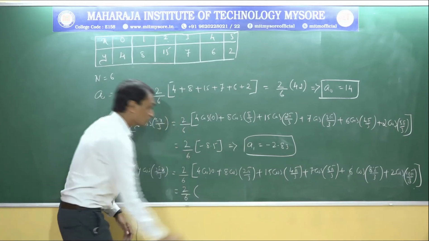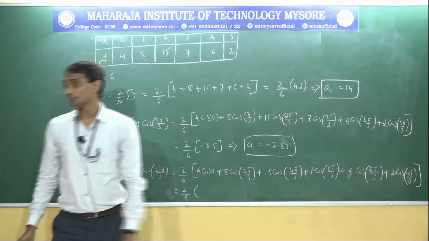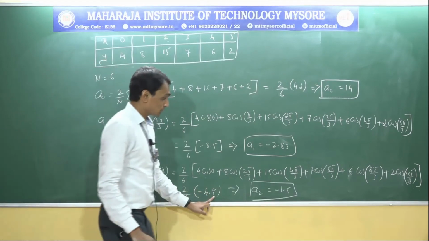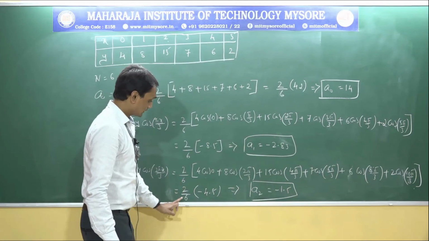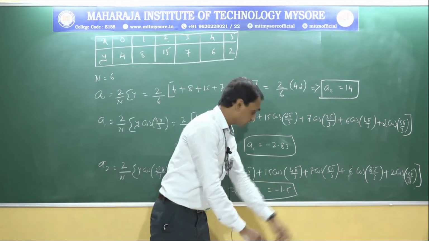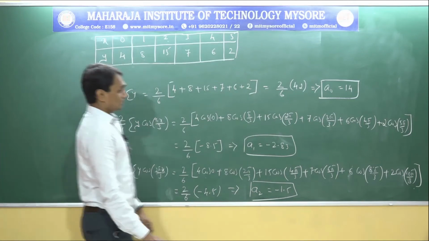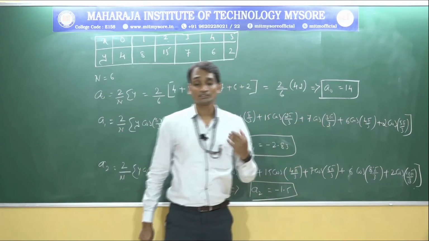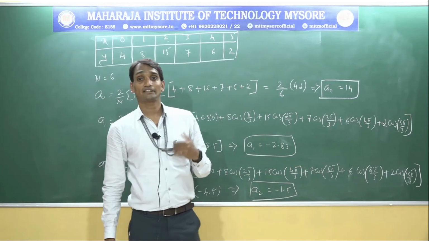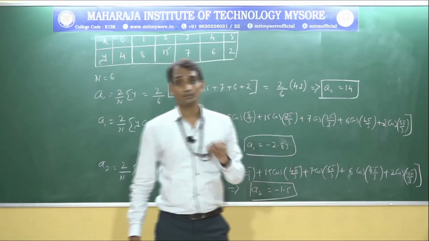2 by 6 into, if you calculate all these values directly in the calculator, we will get minus 4.5. Multiplying 2 by 6 into minus 4.5, a2 equal to minus 1.5. Now you have calculated three values: a0, a1 and a2. Similarly, now we need to go for calculating the b1 and b2 values, because it is the second harmonic.